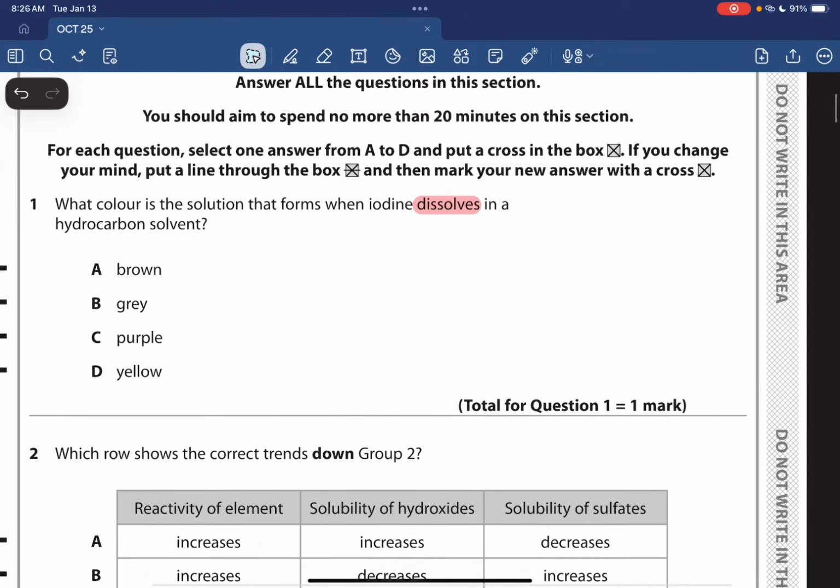So in the first question it says, what is the color of the solution formed when iodine dissolves in a hydrocarbon? So when iodine dissolves in an organic layer, the color that it forms is going to be purple. You should have this memorized by now, okay? So the answer should be C.